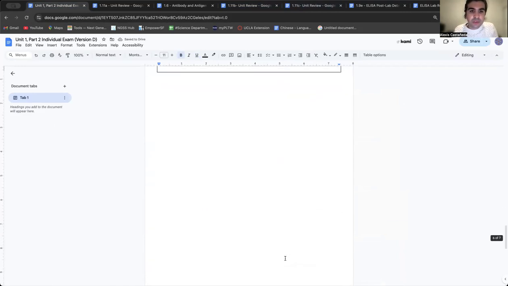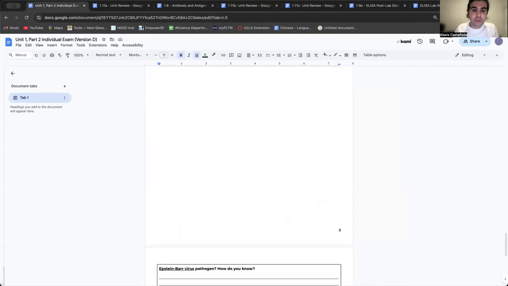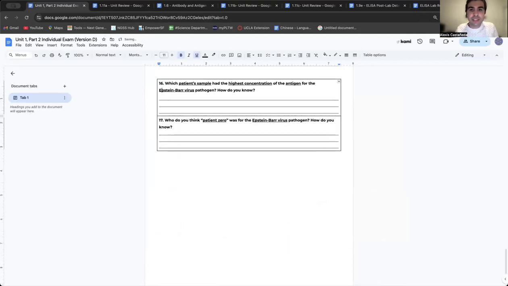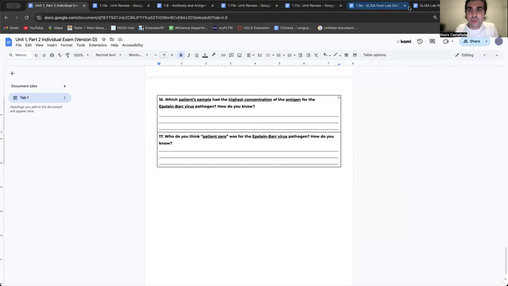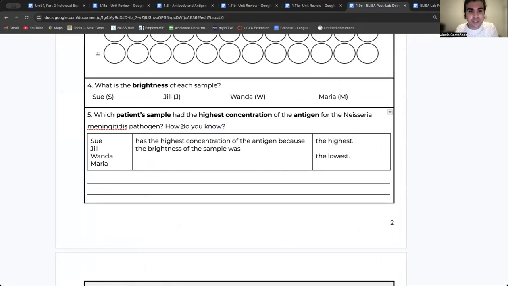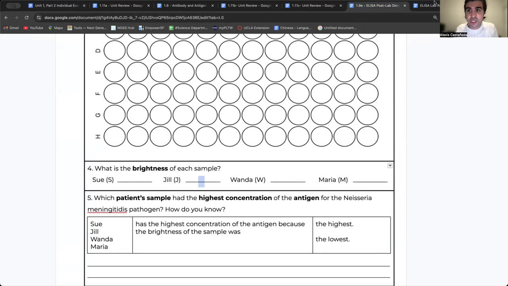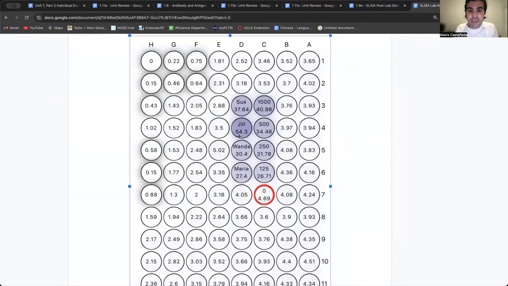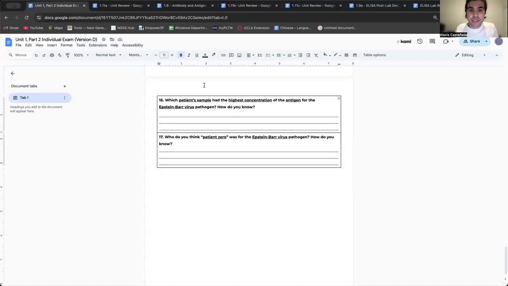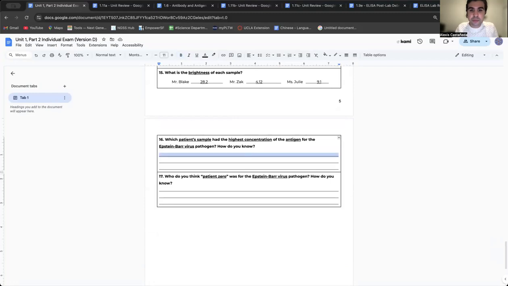Great. Now let's go over to number 16. Number 16 is asking us which patient had the highest concentration of the antigen for the Epstein-Barr virus pathogen, and how do you know? Again, we did this exact same question right here. Which patient had the highest concentration of the antigen for Neisseria meningitidis? We said it was Jill because she had the highest brightness, 54.3. In this case, the person who has the highest brightness is Mr. Zach with 41.2. So that's what we're going to write here.